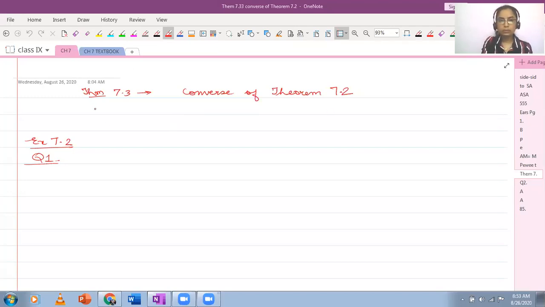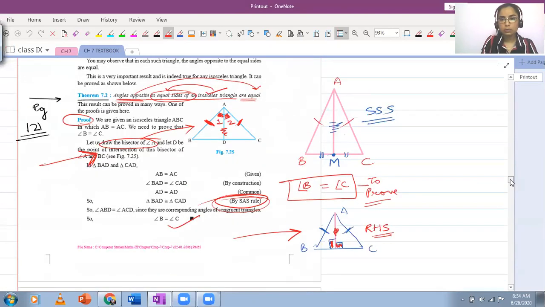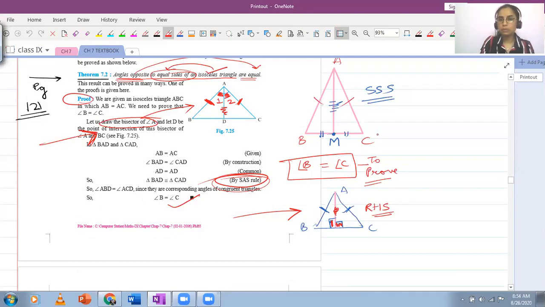We were doing this question actually. We started discussing exercise 7.2 question number 1, but I just missed this result which you have to note down. This is theorem 7.3. It's, I think, right on page number 122. Your theorem 7.2 is on page number 121, the one I discussed with you, whose proof we have done. That theorem states that if you have an isosceles triangle, there will be two equal sides and then the opposite angles will be equal.